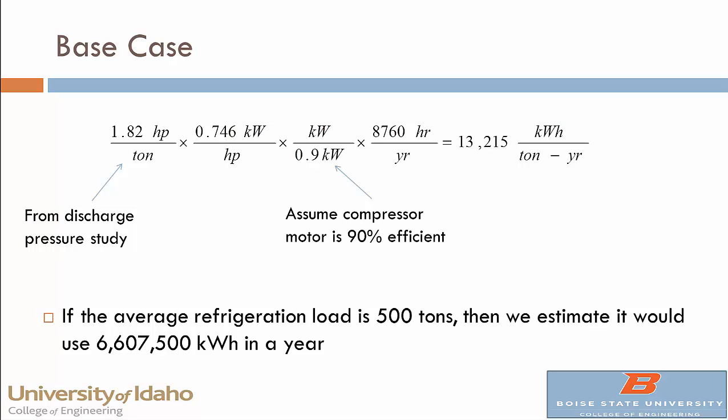From our little discharge pressure study, we said that that's 1.82 horsepower per ton. There's the horsepower conversion ratio. We're going to assume a compressor motor efficiency of about 90%. That's a little on the high side, but that is conservative for this analysis. With 8,760 hours in a year, it's 13,215 kilowatt hours per ton year of refrigeration.